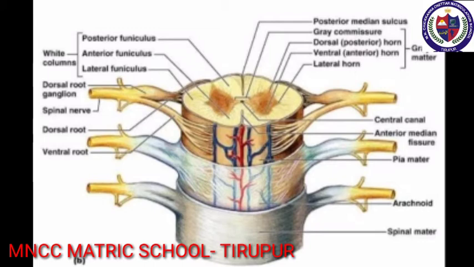The inner grey matter is H-shaped. The upper end forms posterior horns and the lower end forms anterior horns. A bundle of fibers passes into the posterior horn forming dorsal or afferent root. Fibers pass outward from the anterior horn forming ventral or efferent root. These two roots join to form spinal nerves.